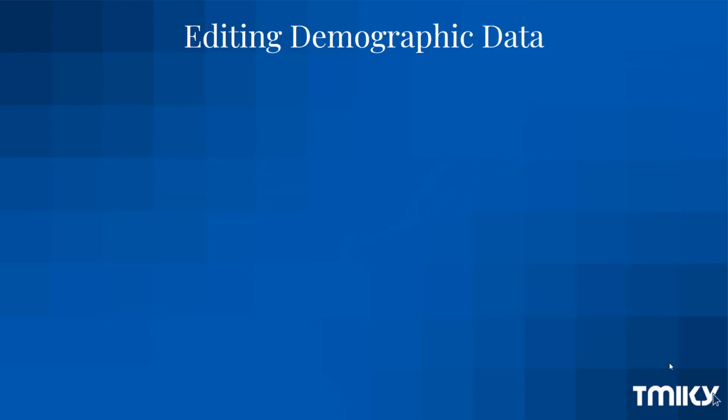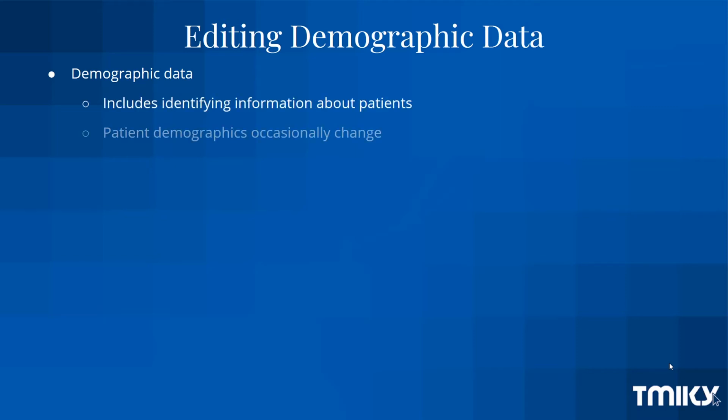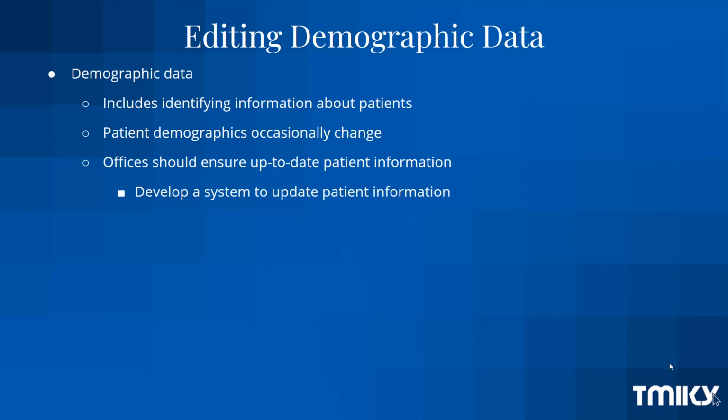Now, people move, get married, and divorce, causing their names to change, and get new phone numbers. It's important that an office always has up-to-date information, including identifying information about patients, patient demographics, and that the office should ensure up-to-date patient information. The office should already have a system to update patient information, whether it be at the time of check-in, at each visit, or annually. It's important that edits should be made when patients communicate the changes.